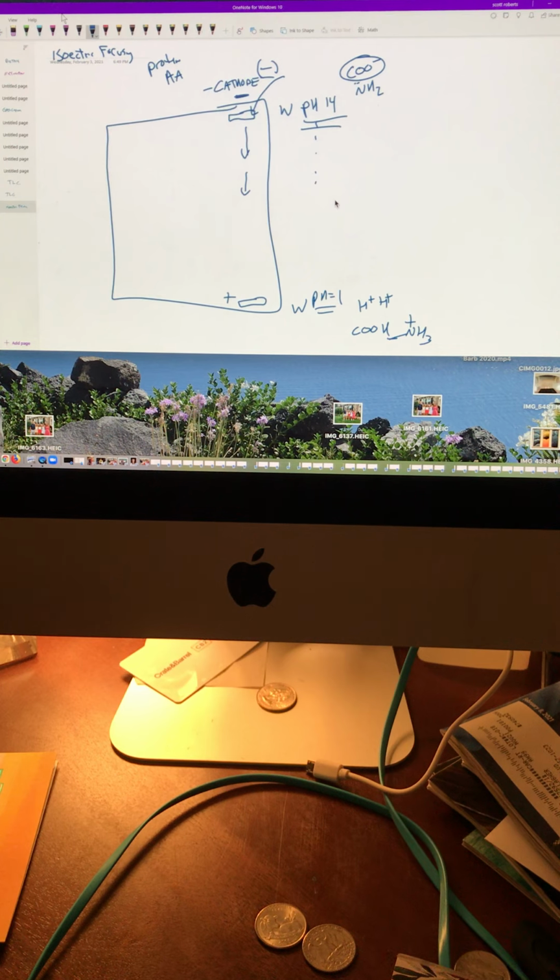For electrolytic batteries and electrophoresis and anything to do with isoelectric focusing, it's always the cathode that's negative. Got it? You're thinking of galvanic, which we're not doing right now. In galvanic, the cathode is positive. So in electrophoresis and electrolytic batteries, the cathode is negative. So you're negative, this is the cathode.